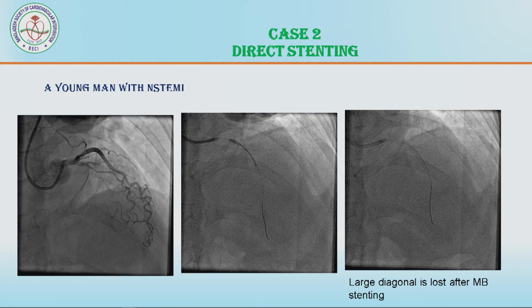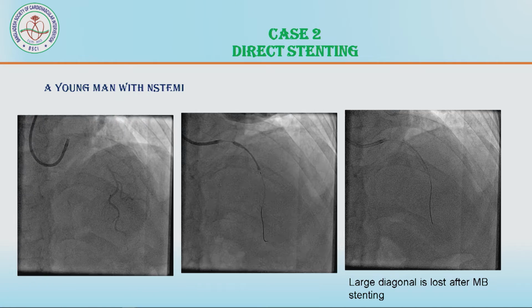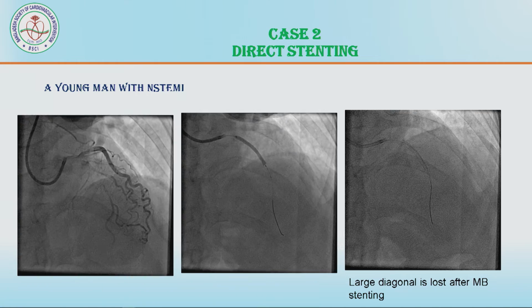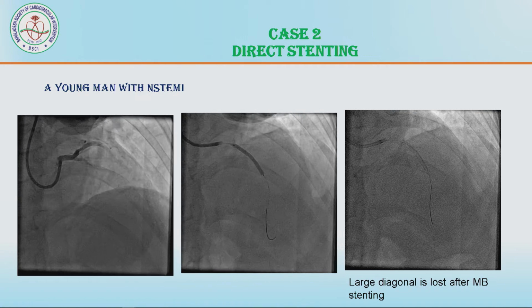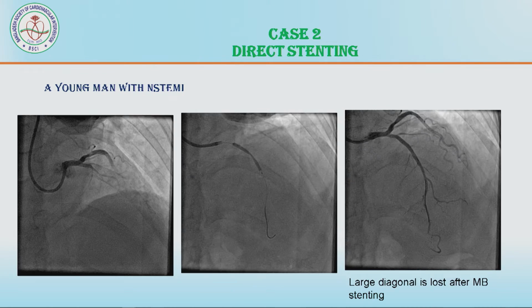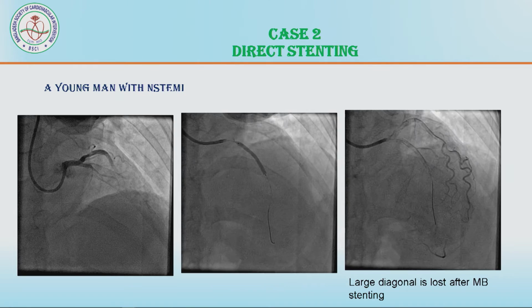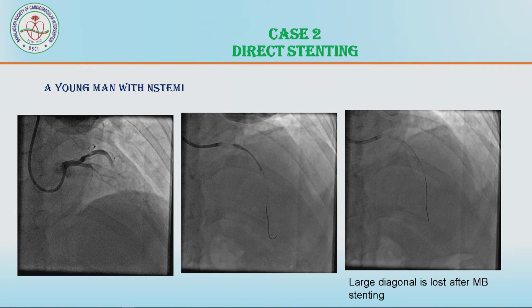Another one, a young man with STEMI. Here it's a direct stenting. It was done without keeping a jailed wire in the side branch, and after that the large diagonal is lost after the main branch stenting.